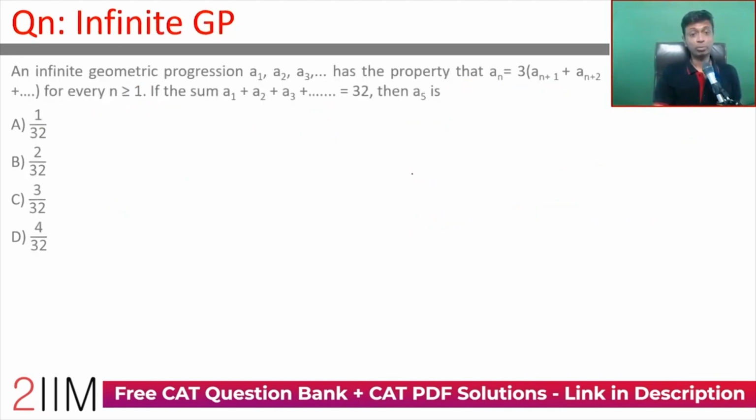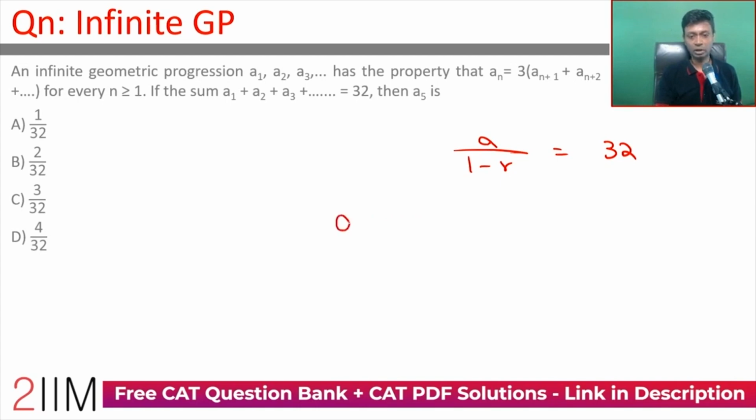An infinite geometric progression a1, a2, a3 and so on has the property that an equals 3 times an plus 1 plus an plus 2 and so on, infinite terms, for every n greater than or equal to 1. The sum a1 plus a2 plus a3 all the way till infinity is 32. The sum of infinite terms with the first term being a is a by 1 minus r, which is 32.